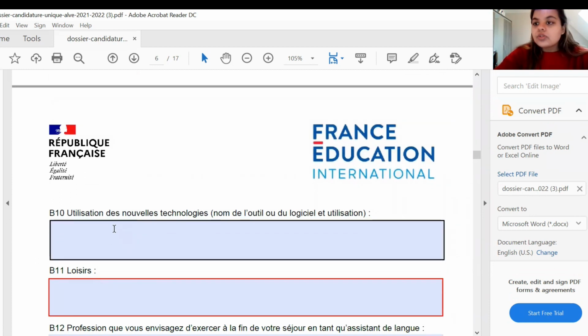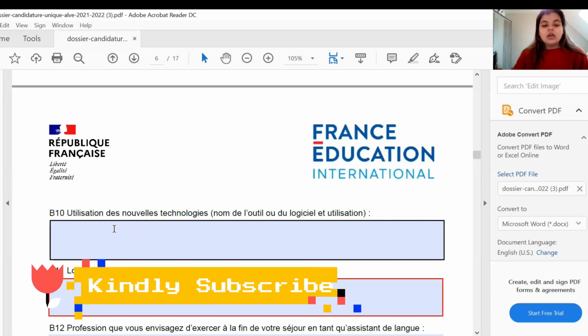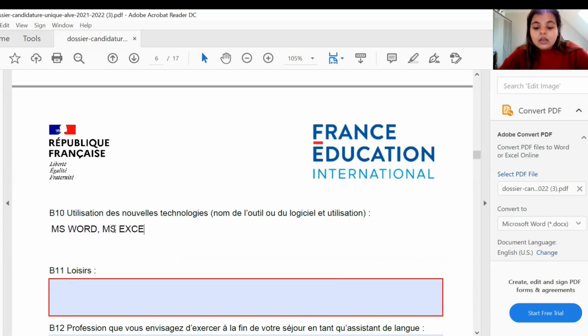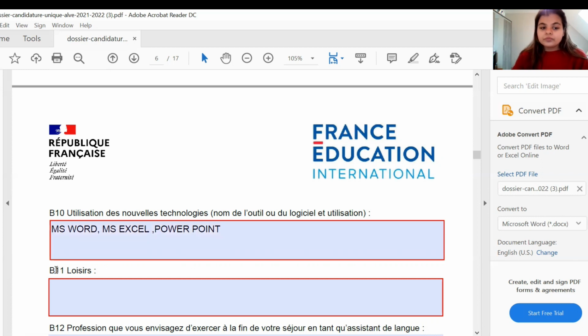This is the use of the new technologies. How much do you know and what all do you know? For example, I know MS Word, MS Excel, then I know PowerPoint. So it's all very simple. If you have any knowledge of any other thing as well, you can add that. It's no issue. You can write as many as you want.